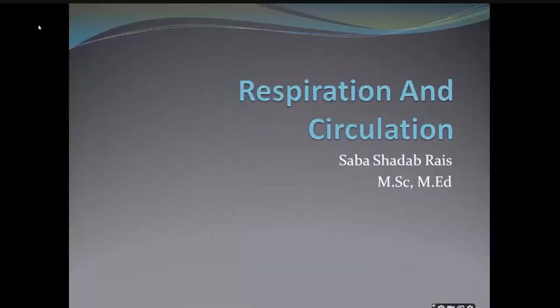So from today we are starting a new unit, that is respiration and circulation. We will be learning the various aspects of the respiration as well as the circulation in this unit. Respiration first we will discuss, and thereafter we will be talking about the circulation. We will be learning the comparative study of respiratory organs in this particular unit. We will be learning the structure, we will be learning the function.